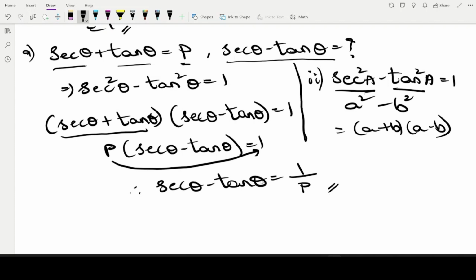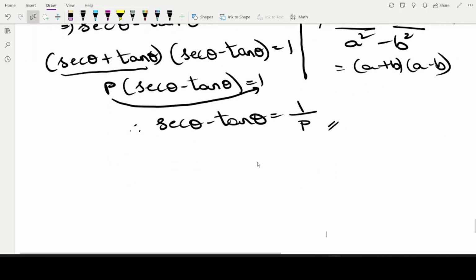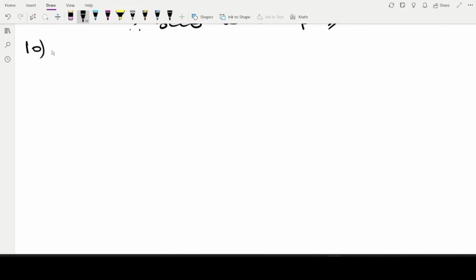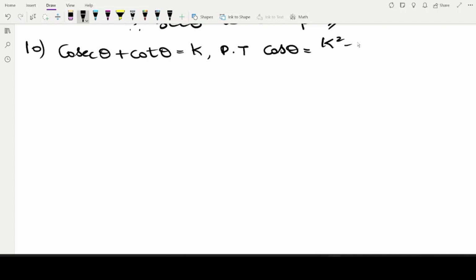So this is the ninth problem. Now let us discuss the last one, the 10th problem. The 10th question states that if cosecant theta plus cot theta equals k, then prove that cos theta equals k square minus 1 divided by k square plus 1. You have multiple ways to solve this problem. Let me choose one. Let me write the values here.